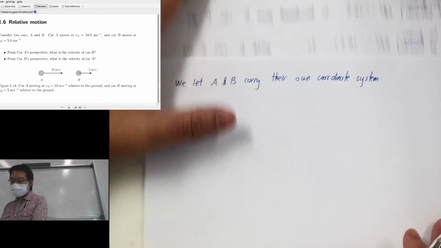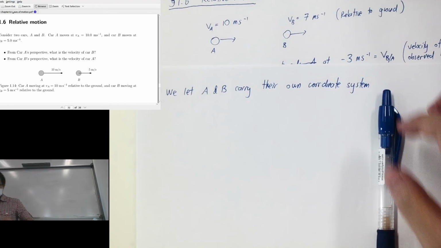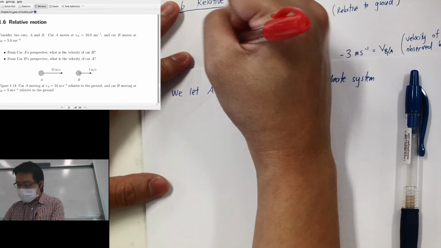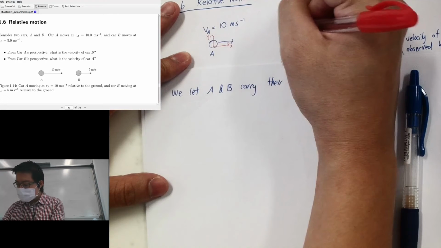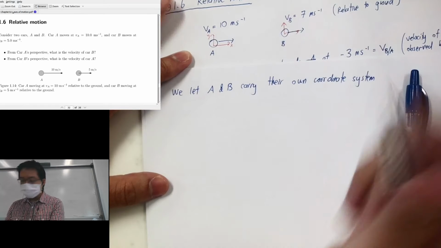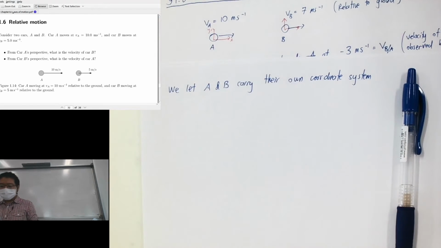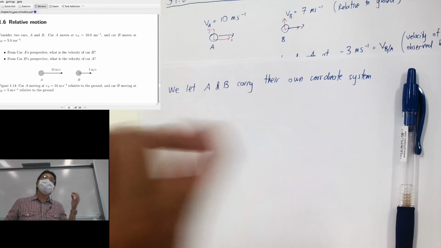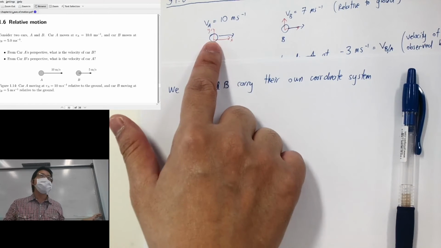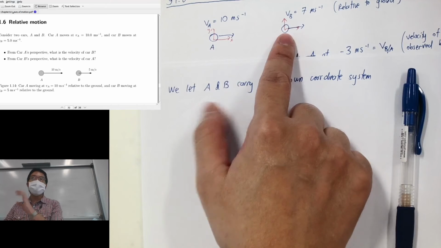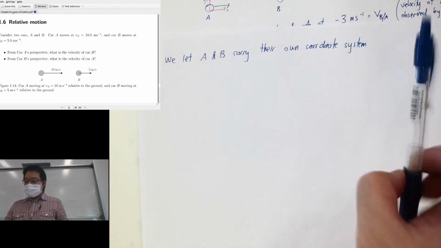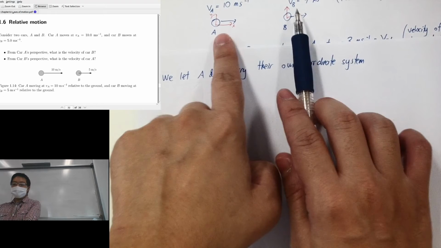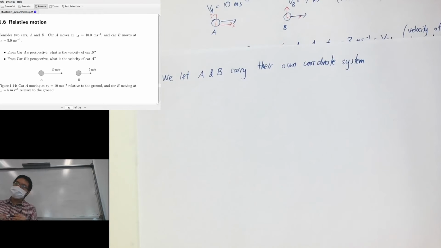Okay, so what this means is that A has their own coordinate system, x, y, and B has their own coordinate system. Each carries their own coordinate system. For the position of A under its own coordinate system, we put it at the origin, 0. This is the origin for B. Now, these are coordinate systems that are moving relative to each other.